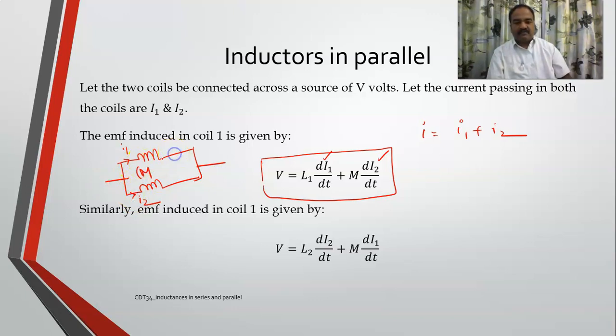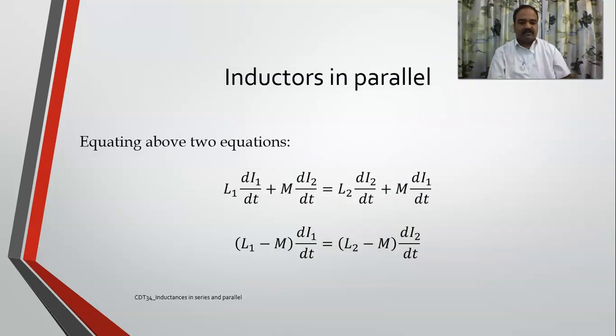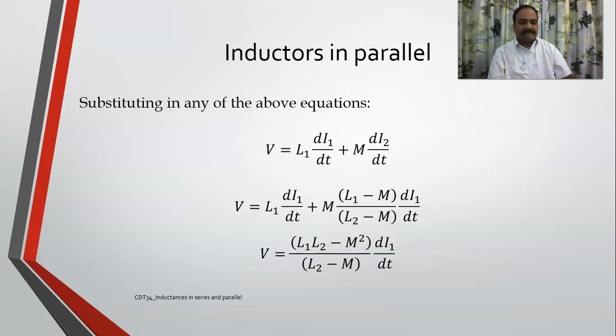So V is equal to, in the first case, L1 di1 by dt plus M di2 by dt. For the second coil, it is L2 di2 by dt plus M di1 by dt. Literally speaking, both are the same, right? Because they are connected in parallel, the voltage also must be the same. So if I equate these two and rearrange them, this is my expression: L1 minus M into di1 by dt is equal to L2 minus M into di2 by dt. Right. Then if I substitute that equation in any of these two terms, this is my expression.